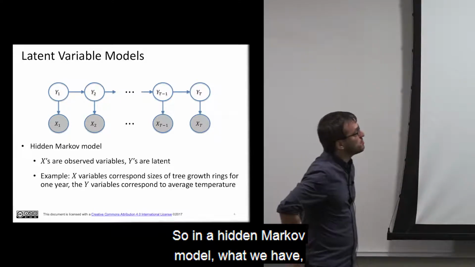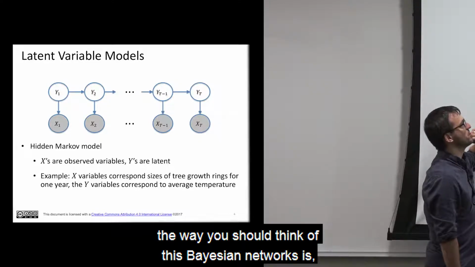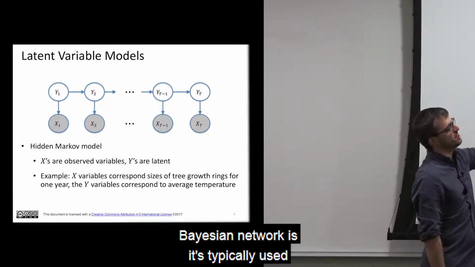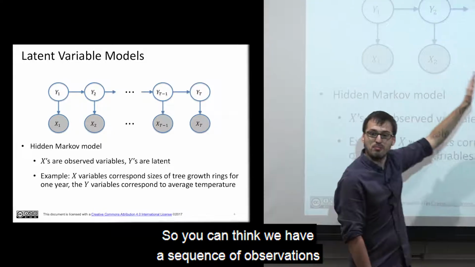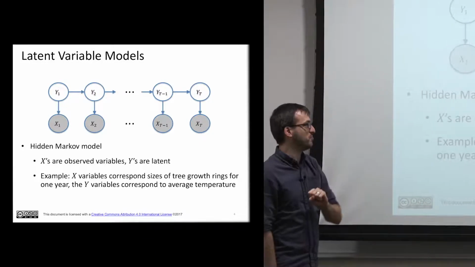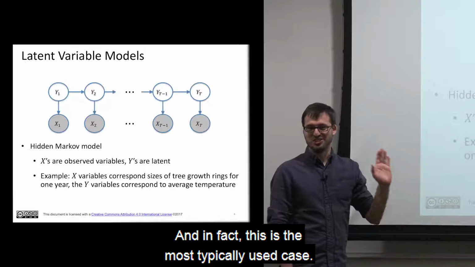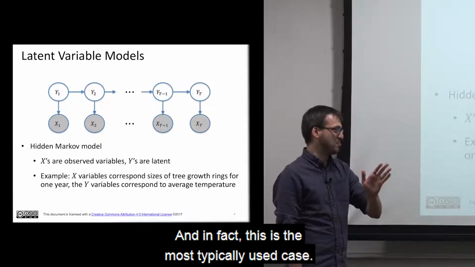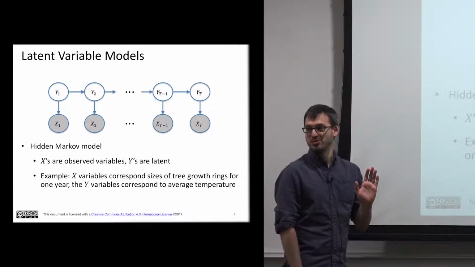In a hidden Markov model, the way you should think of this Bayesian network is it's typically used to model time series data. So you can think we have a sequence of observations of some hidden process that we don't get to directly observe. This happens all the time in the sciences. In fact, this is the most typical use case. Almost every model that you encounter in practice actually has latent variables.